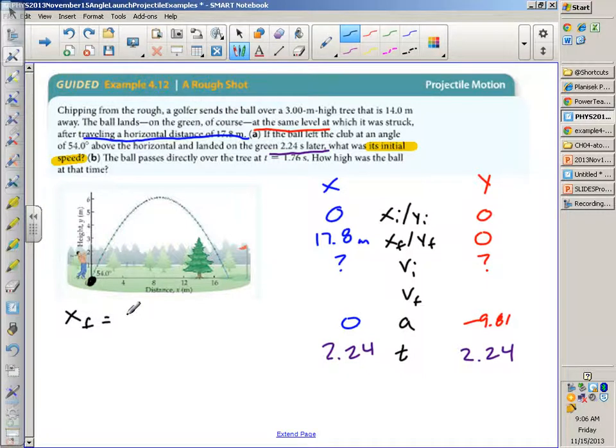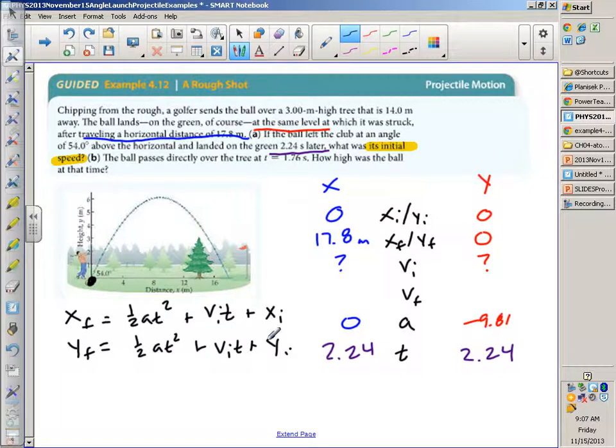deals with figuring out the position of an accelerating object based on its acceleration, the time, its initial velocity. And we said that we can also do that for the y-axis as well. Plus v initial t plus y initial. With that much information, do we have enough here in order to find the initial velocity on the x-axis and the initial velocity on the y-axis?